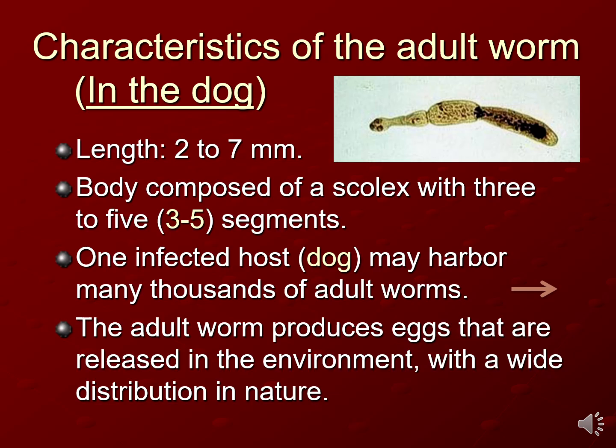The adult worm produces eggs that are released in the environment with a wide distribution. Okay, they are very widely distributed. It is believed that insects like cockroaches and flies and other insects may help spread the eggs of Echinococcus granulosus around.